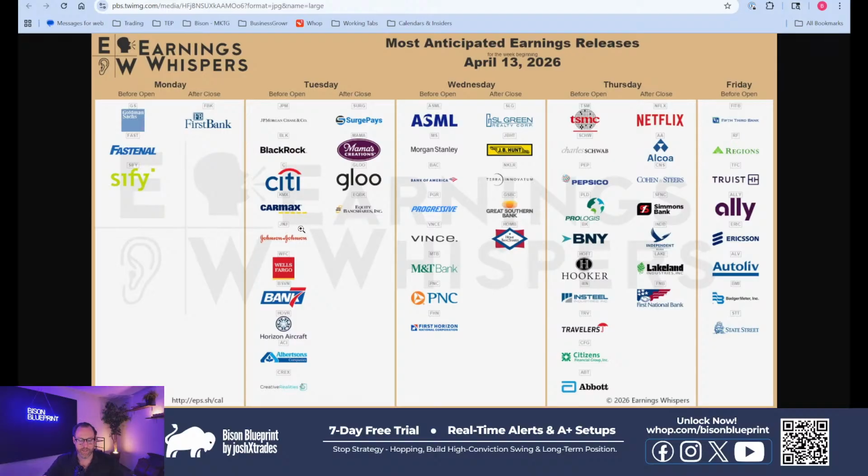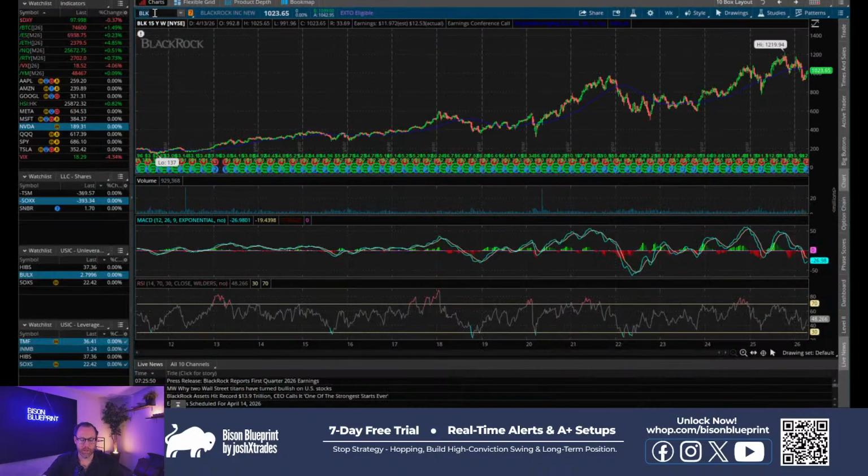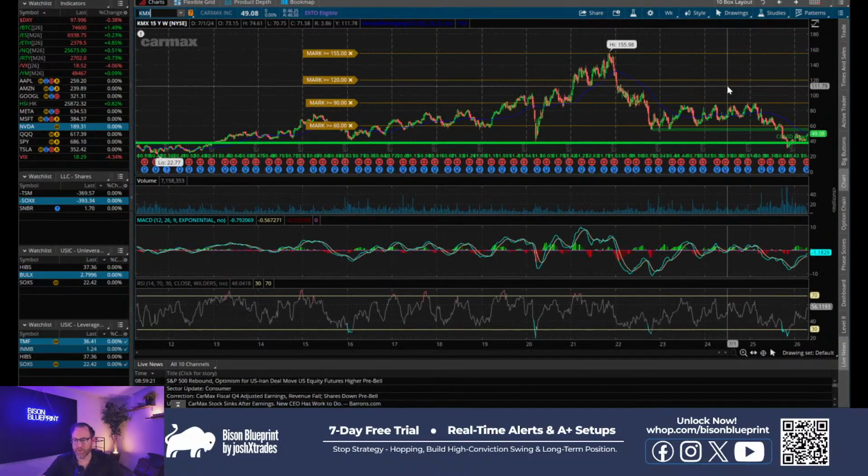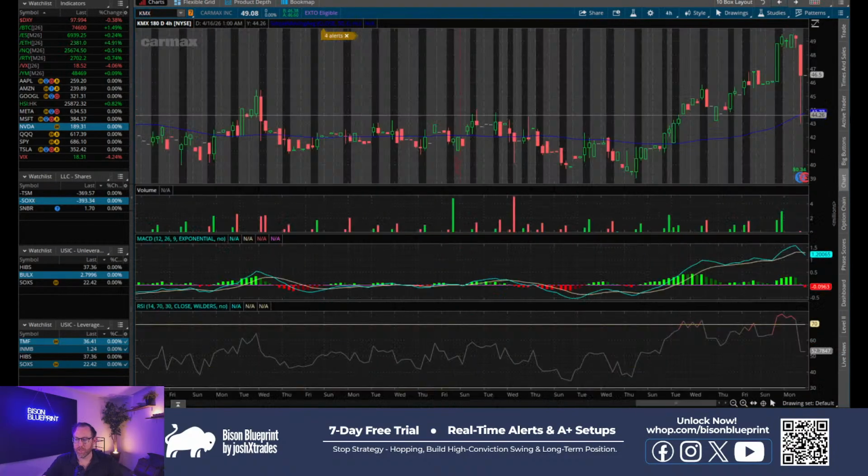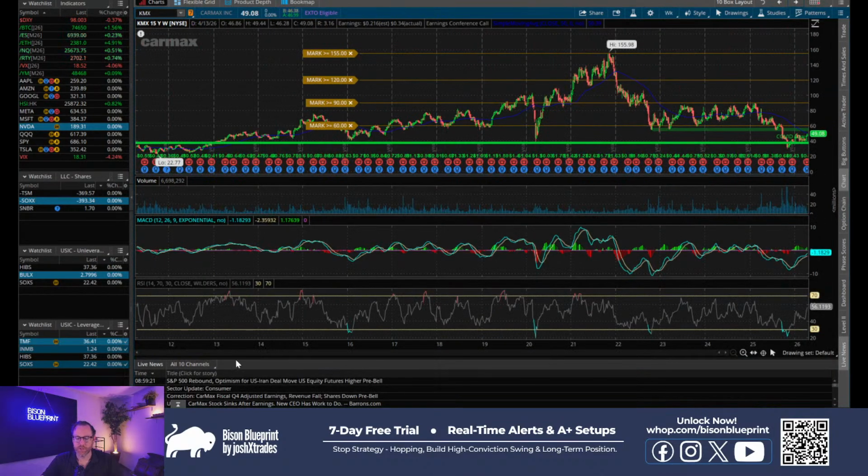Let's look at CarMax. That's something that I've alerted to our group. Picking up off the support here at $35. Not a great earnings, but was a little bit overheated. So sometimes you can see that where just the technicals drive the reaction. If you're a little too hot, you can just get that even if results are positive on CarMax.